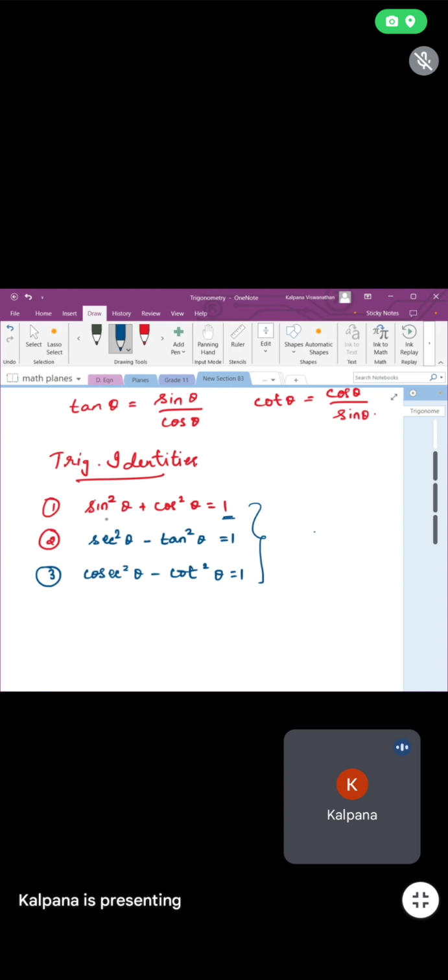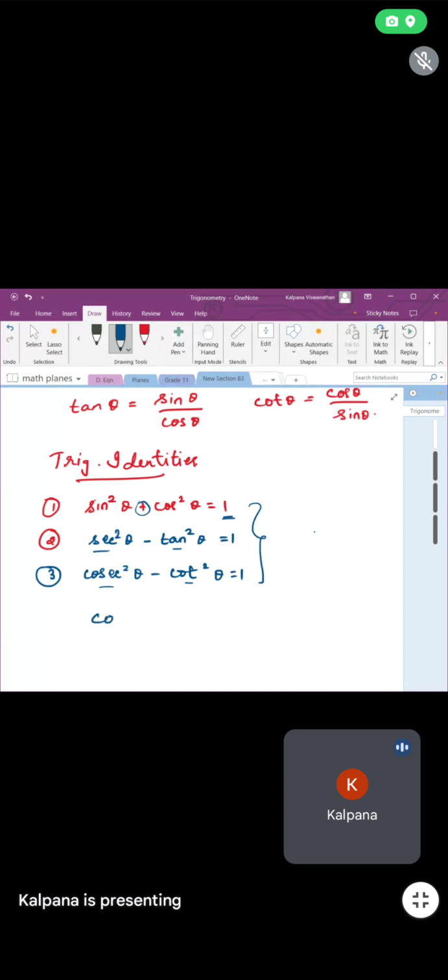Remember, sine square theta plus cos square theta is 1. Only for this we have a plus sign. The other 2 we have a negative sign. Secant and tan are always related, cosecant and cot are always related, and you have a negative sign. Secant square theta minus tan square theta is 1. Cosecant square theta minus cot square theta is 1. If you remember these three formulas, it is enough. The remaining formulas you can simply modify.